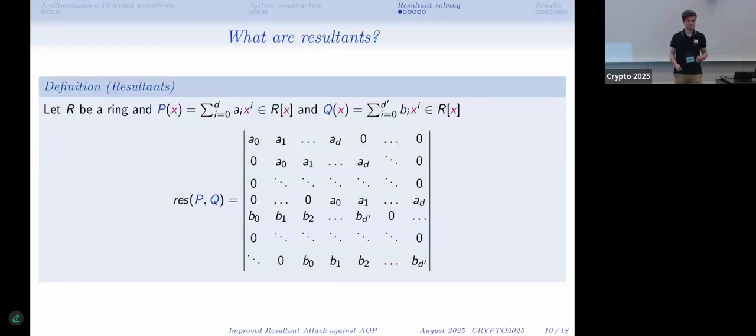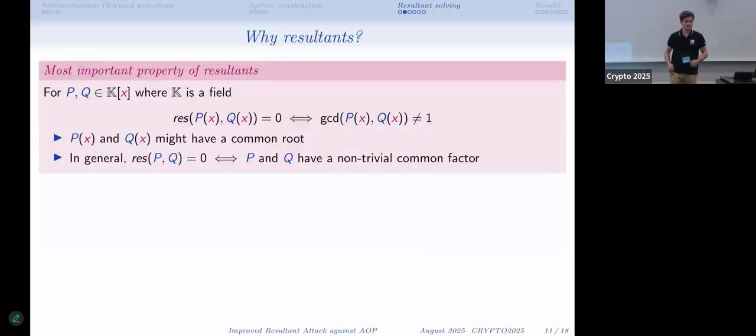So what are resultants? Resultants are actually a very old technique of resolution for multivariate systems, where you simply have two polynomials P and Q, and you put the coefficients in a matrix in a particular way, which is called the Sylvester matrix, and then compute the determinant of this matrix. The important thing here is that the polynomial base ring only needs to be a ring, and that's very important for our purposes. So let's take a look at the basic properties of resultants.